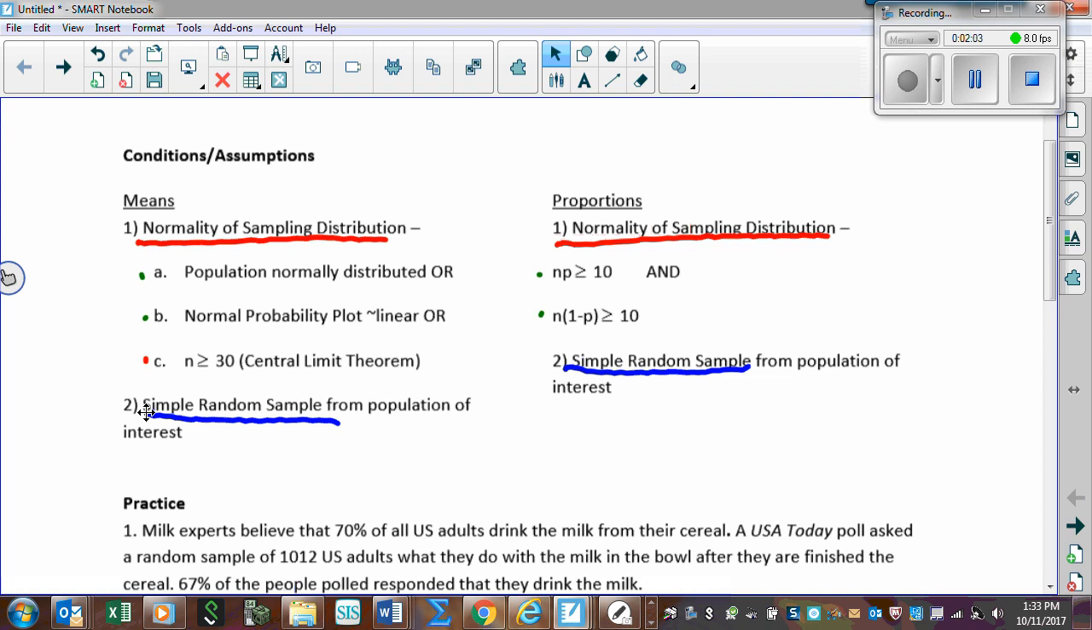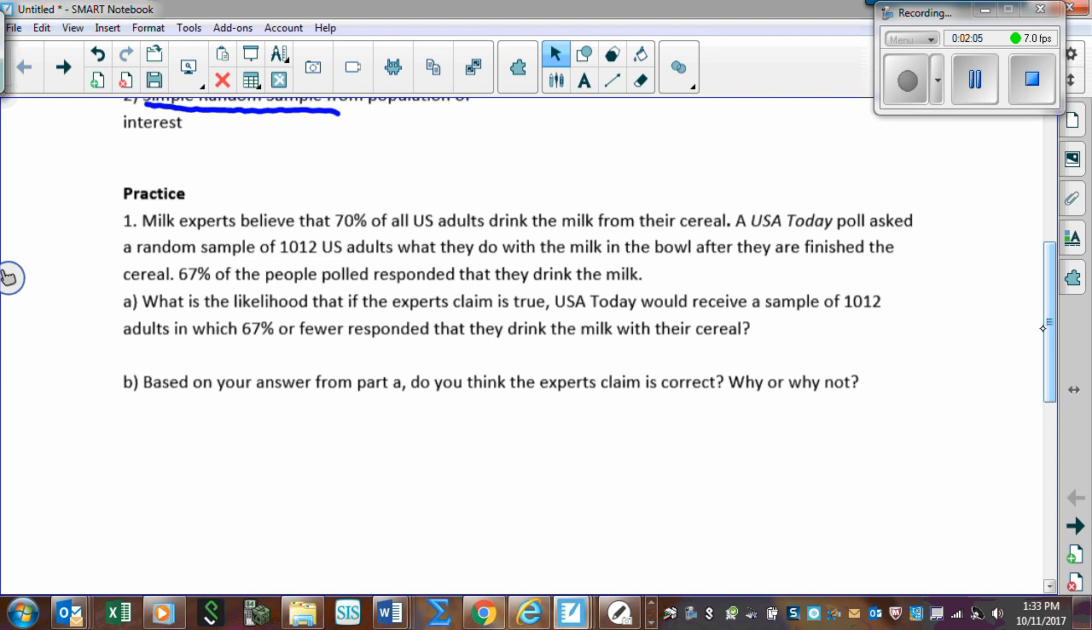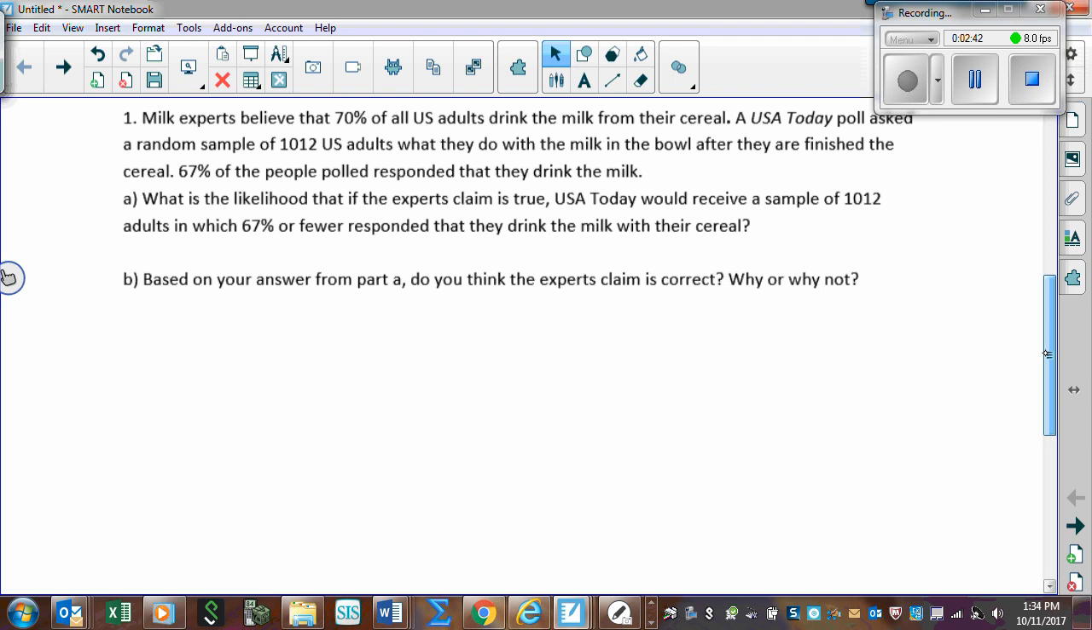Okay, so let's do a practice problem. Milk experts believe that 70% of all U.S. adults drink the milk from their cereal. 1,012 adults were sampled, and it turned out that 67% of that sample responded that they did drink the milk. Okay? So we want to find the likelihood that if the claim was true, the sample would be 67% or fewer. Okay, so you're not going to be prompted into the conditions and the center and the spread. You'll just kind of have to know that.